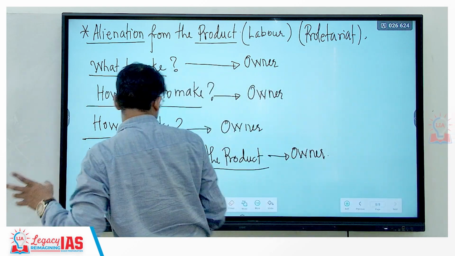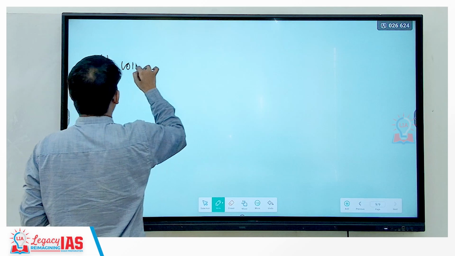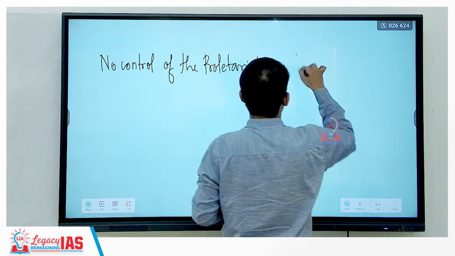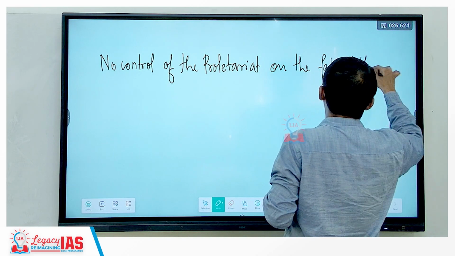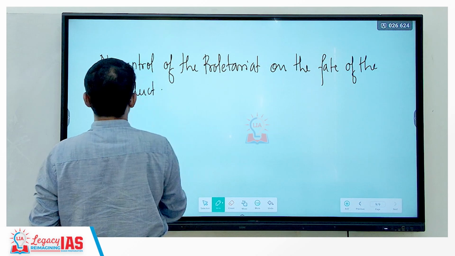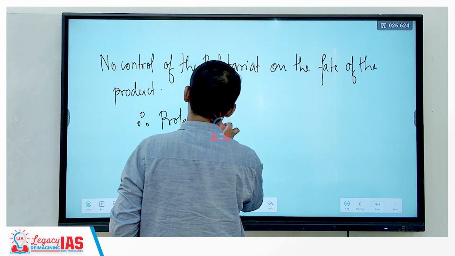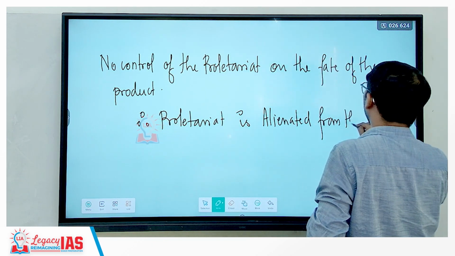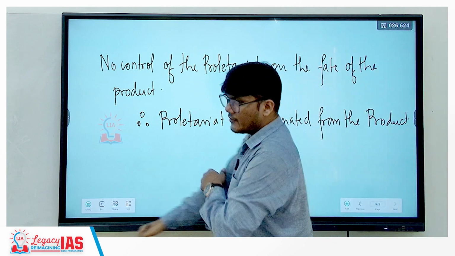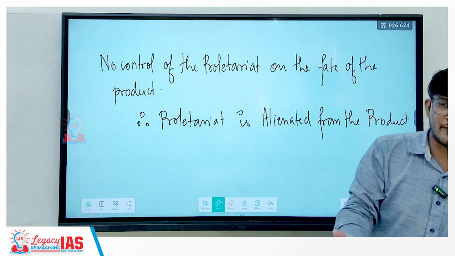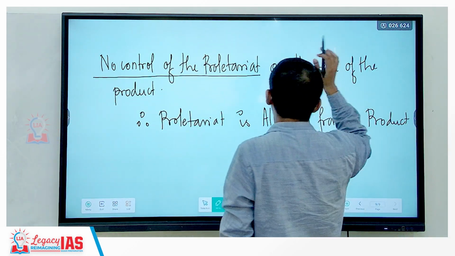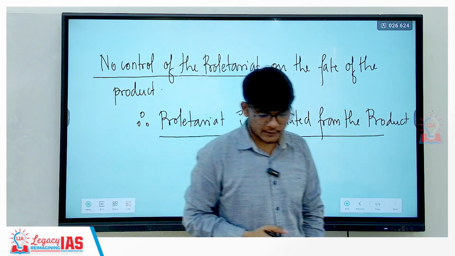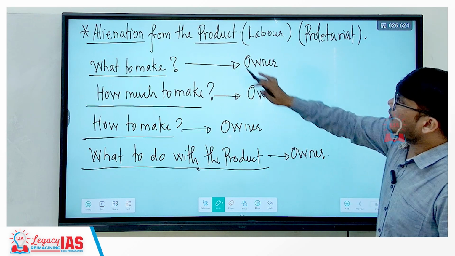And Karl Marx says, since there is no control of the proletariat on the fate of the product, therefore the proletariat is alienated from the product. The proletariat did not decide what to be made, how much to be made, how to make it, and what happens to the product. So there is no control, no decision of the proletariat on the fate of the product, on the development of the product. Hence, the proletariat is alienated from the product. I hope that's clear. Now, this is alienation from the product.